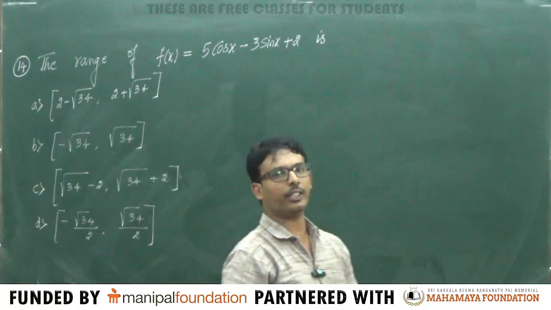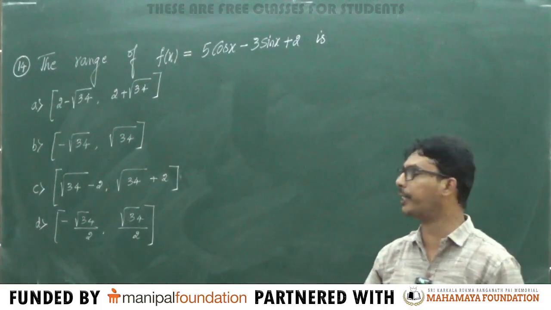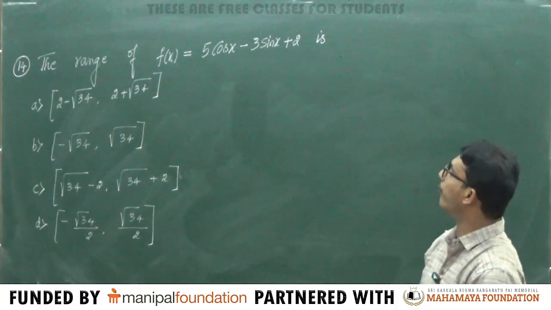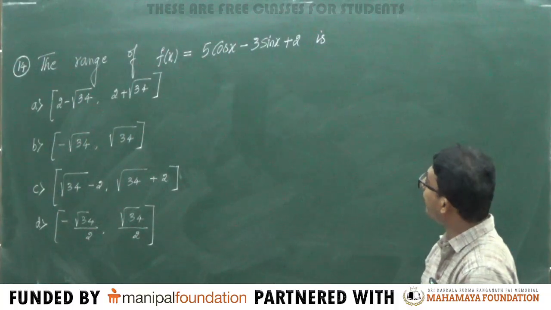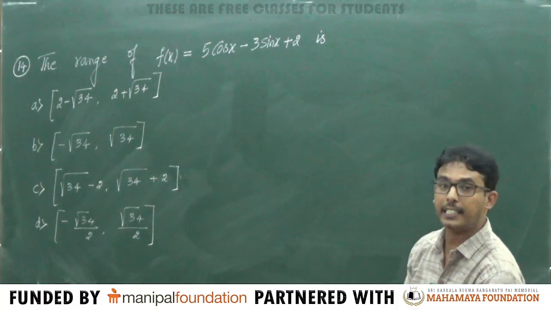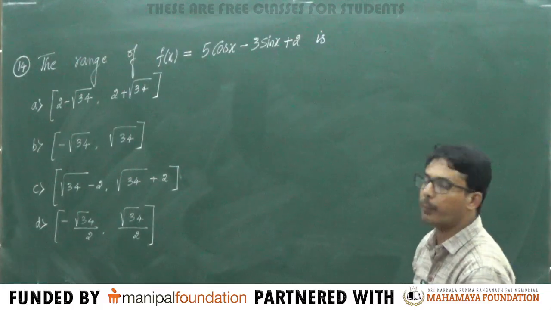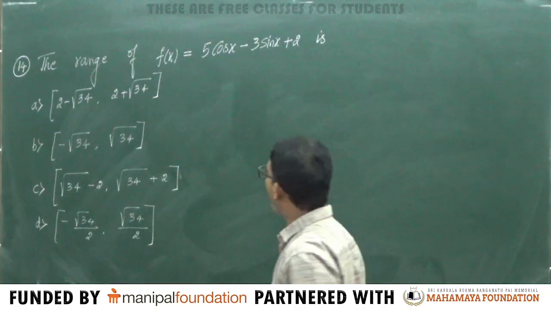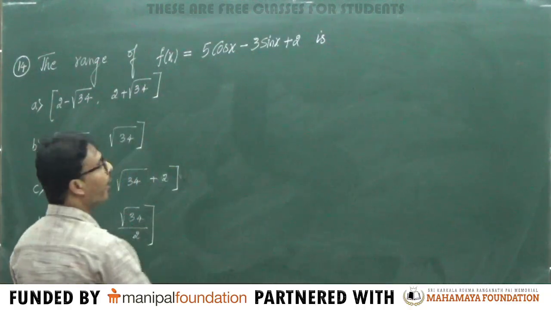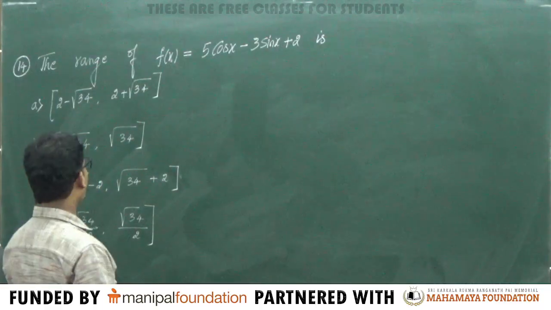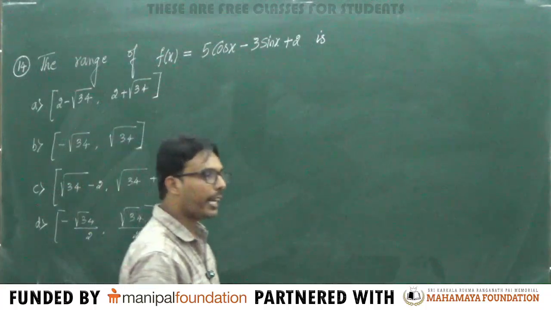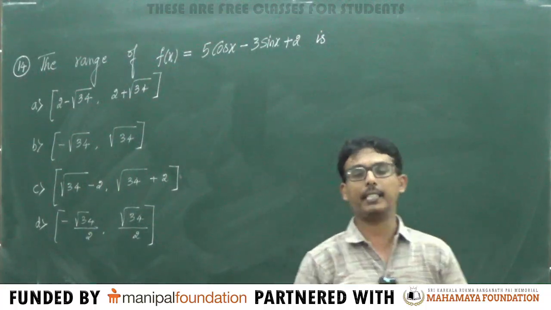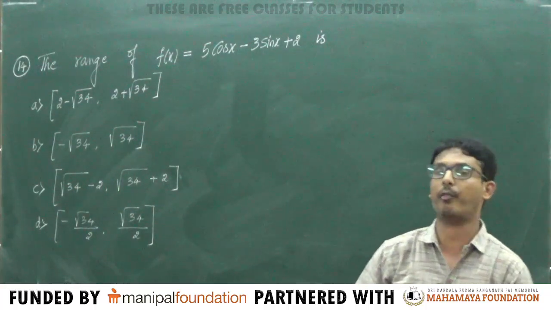So we need to find the range of a function. The range means what values we will get for the function in its domain. For this problem, what is the domain? The set of all real numbers. For all real numbers, what values will we get for the function f of x? So to find the range of a function, we need to find the maximum and minimum values of the function f of x.